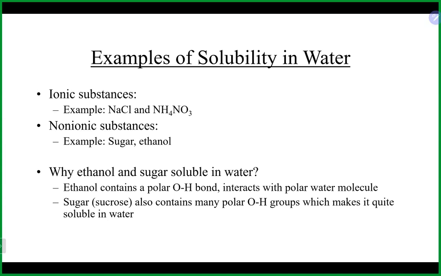So ionic substances are definitely soluble in water, because they'll be able to do that interaction that we saw earlier, where the ions will be surrounded by the positive and the negative sides of water, which will help it dissolve. But there are some non-ionic substances like sugar and ethanol which are soluble in water. Ethanol looks just like methanol, but with an extra carbon. So this is ethanol.